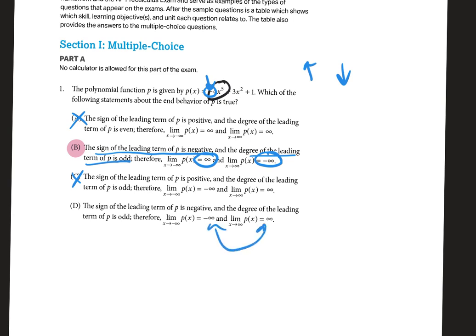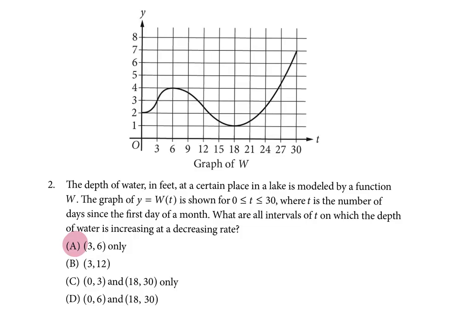So when it's negative and odd, it starts up on the left and down on the right. And then it switches if it's positive. And if it's positive and even, both up. Even and positive, both up; even and negative, both down. Okay.